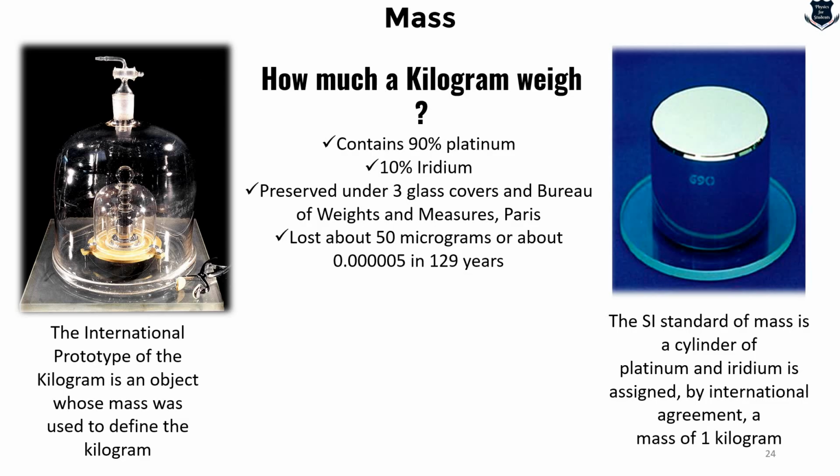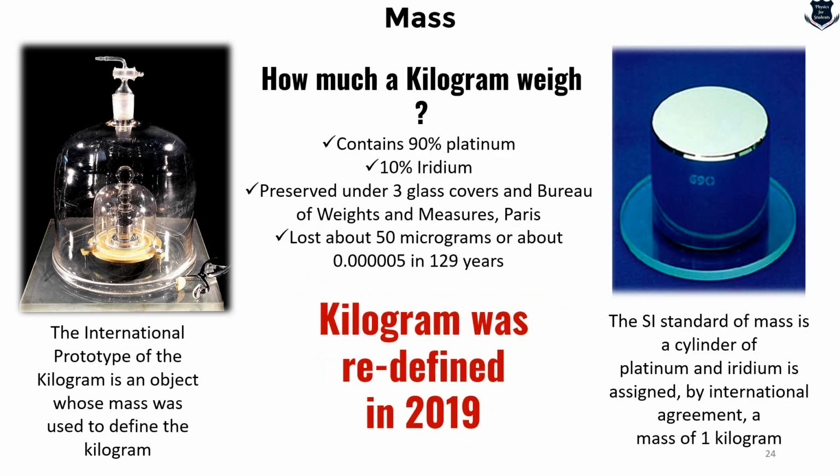It contains 90% platinum, 10% iridium. It is preserved under 3 glass covers, and it lost about 50 micrograms in 129 years. And 50 micrograms is about the weight of your eyelash. And to let you know more, the kilogram is not the kilogram as it started, but it has been redefined in May 2019.